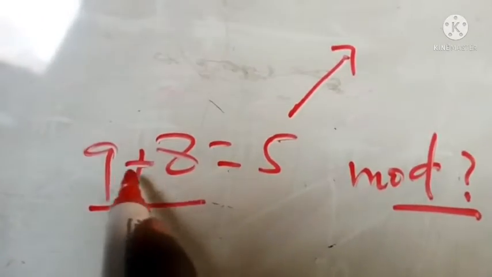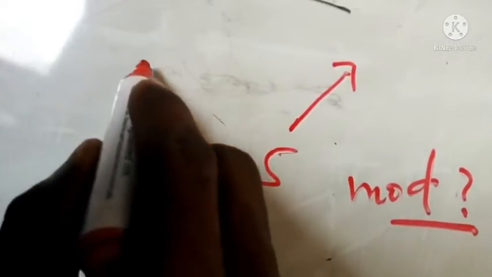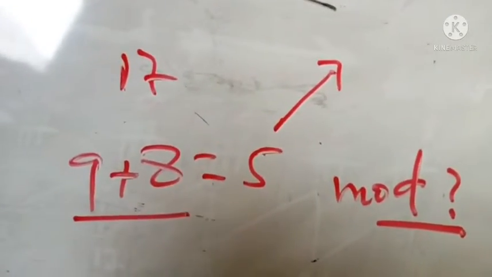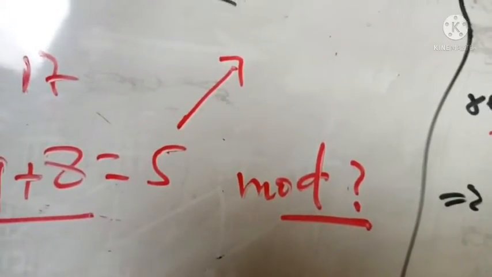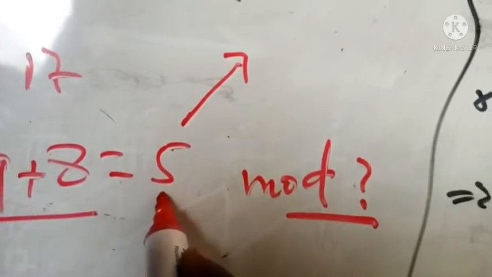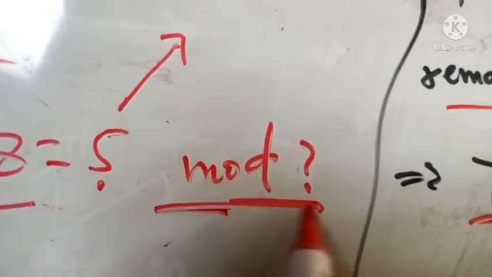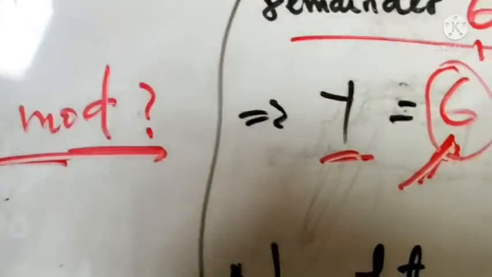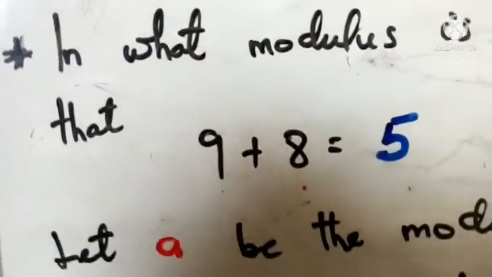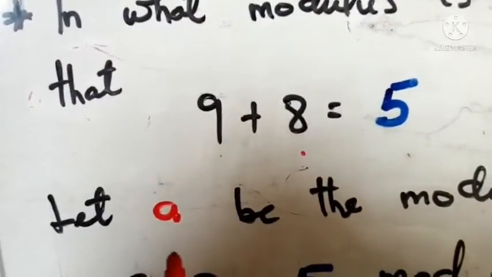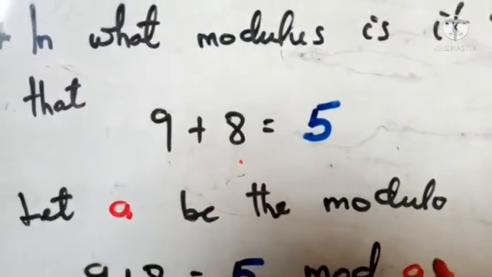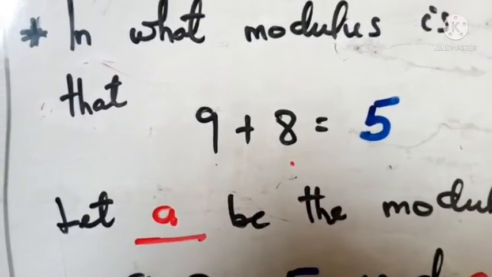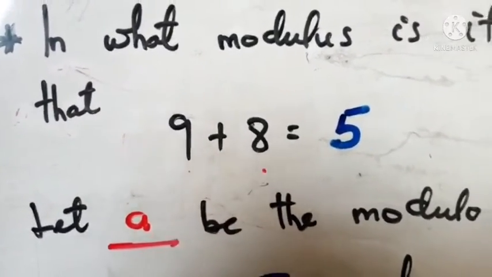So first of all, you must add these two numbers. This will give us 17, right? So here should be 17. So we have 17, and we know that the person takes home 5, right? They say you should calculate the mode here. How do you do that? You can begin by letting any variable be the modulo, right? This is what we are looking for. So let this be the modulo.